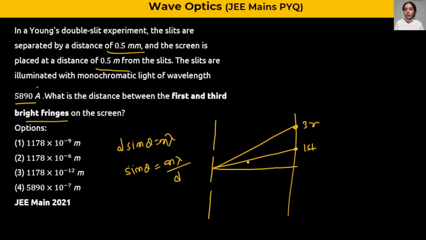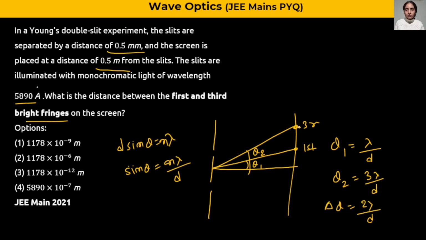Let us go with that one. This angle is theta 1, this angle is theta 2. What is the value of theta 1? That is your lambda by d. And what is the value of theta 2? Third maxima, right? So 3 lambda by d. What is the difference between the angles? That is your 2 lambda by d.